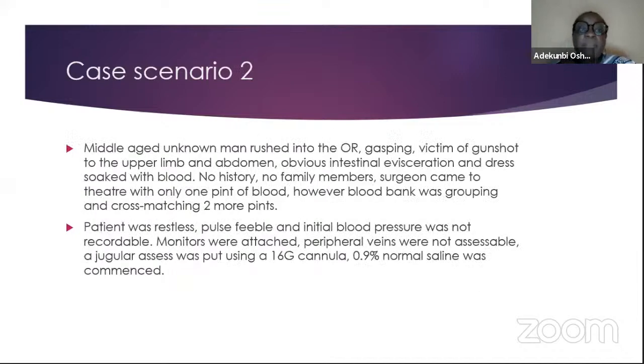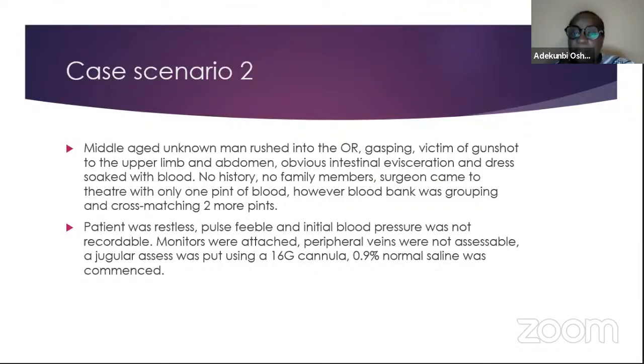However, the second case is a middle-aged unknown man who was rushed into the OR, gasping. He was a victim of gunshot to the upper limb and abdomen. There was obvious intestinal evisceration, and his dress was soaked with blood. There was no history to be gotten, no family members. The surgeon just scooped him to the theater and brought only 1 pint of blood. However, the blood bank was already informed and they were grouping and cross-matching 2 more pints of blood.